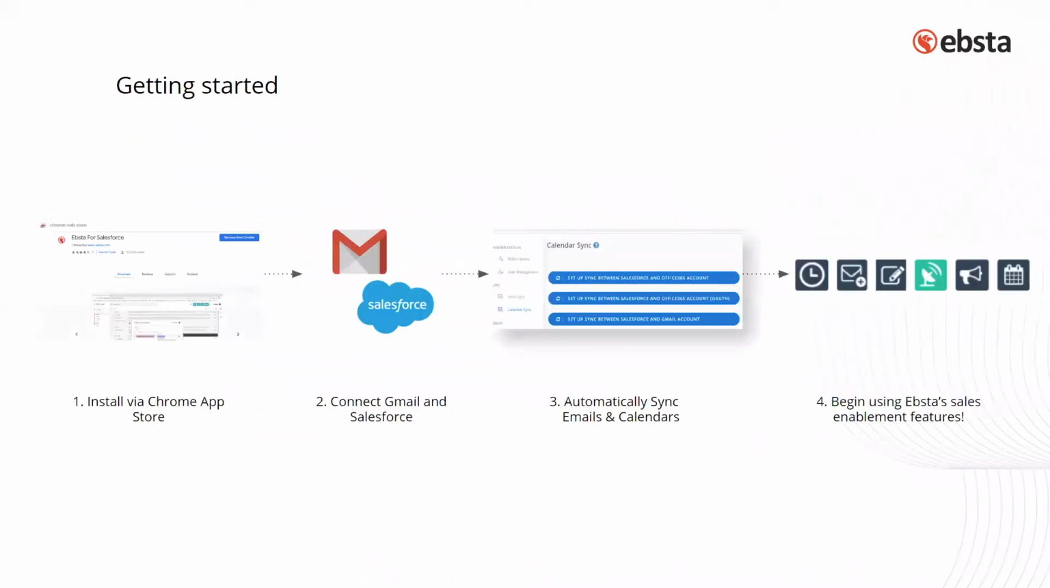First off, just getting started. We're available in the Chrome App Store. If you just type in Ebsta for Salesforce in Chrome, we'll be the first ones that come up. Once you download it in your Chrome browser, you just connect up Gmail and Salesforce, and then you're going to want to sync up your calendar. From there on out, if you open up a composed message in Gmail, you'll see these features on the bottom of the message, which I'm going to go through in a live demo in a second.